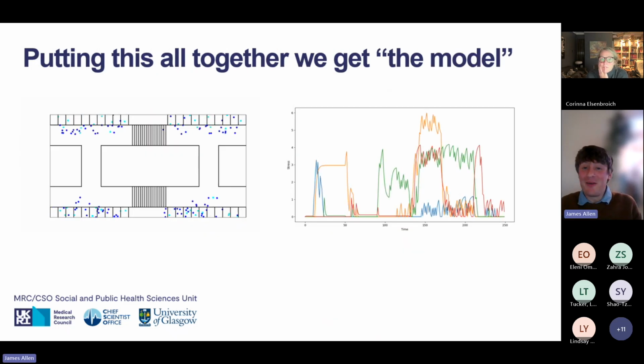And putting it all together, we get the model. So on the left here, we have dots moving around, choosing who they move with, where they go, depending on what time of day it is. And on the right is a sort of output that we might get.